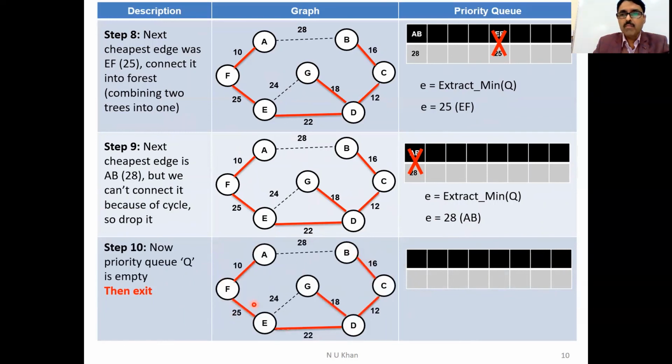That is a minimum spanning tree. So the total cost will be 10 plus 25 plus 22 plus 18 plus 12 plus 16. So this is a minimum spanning tree.